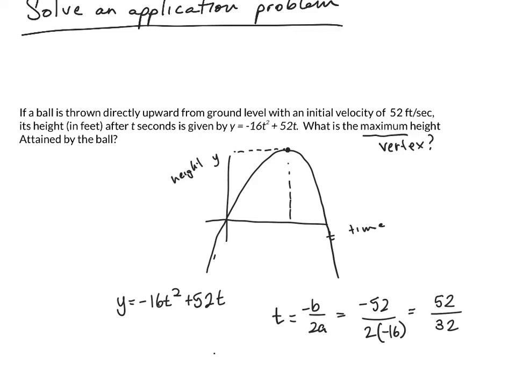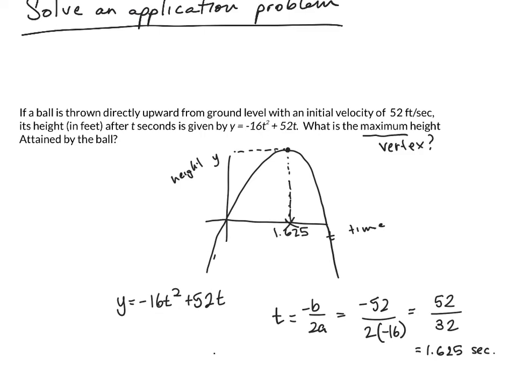And then it's fine here to use a calculator to get it into a decimal because we are dealing with seconds. So 52 divided by 32 is 1.625 seconds. Now that's when it reaches its maximum height. We know that it reaches its maximum height after 1.625 seconds. That's the x value here of the vertex.